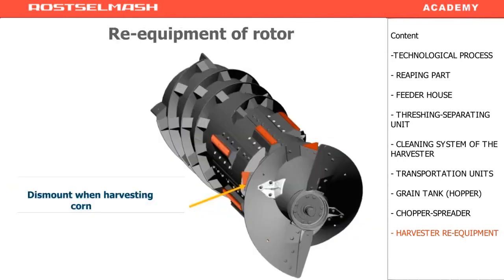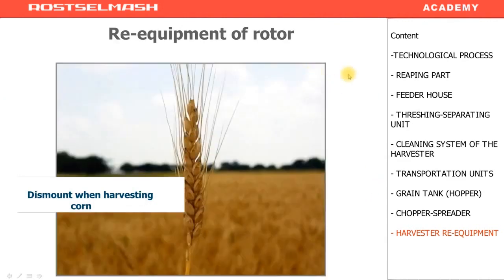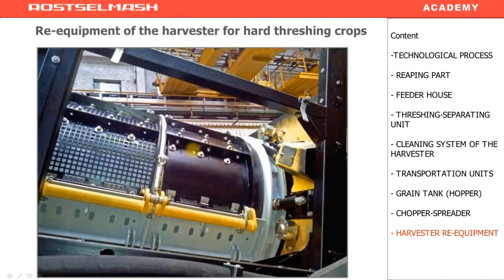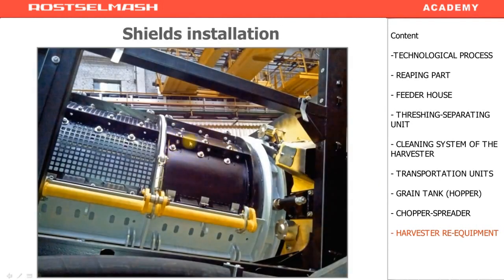For harvesting corn, you also dismount the knives. Re-equipment for harvesting hard threshing crops. Non-reinforced concaves were equipped with shields. You have to close the first section with shields.